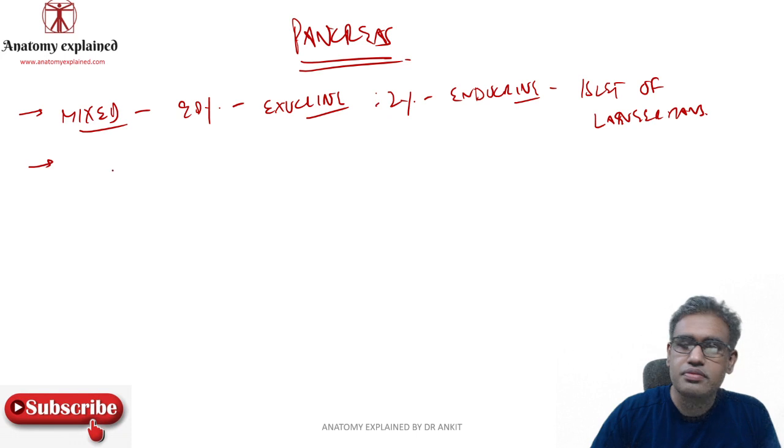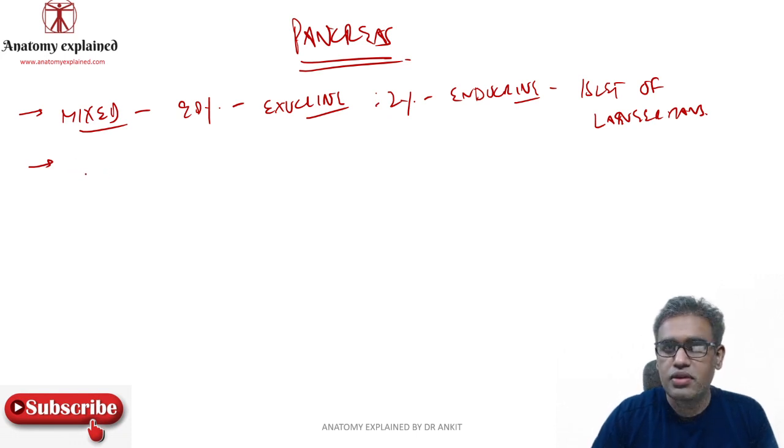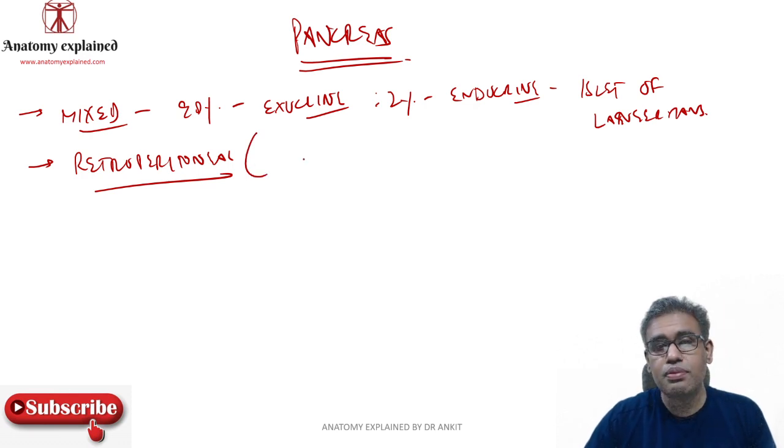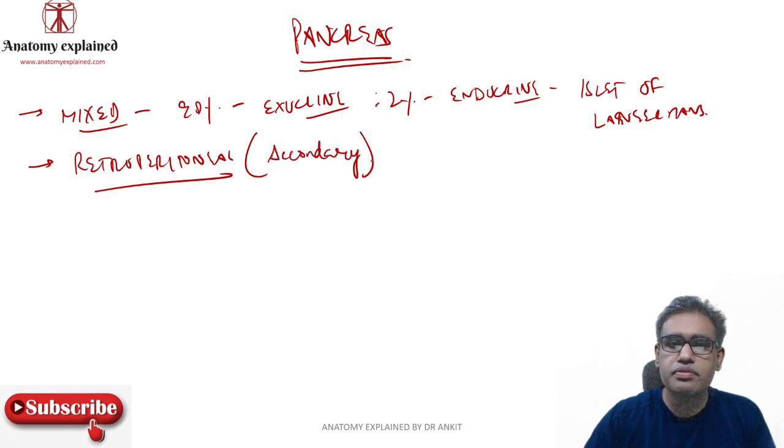Anatomically, it is located in the abdominal cavity, retroperitoneally. So it is a retroperitoneal organ, but it is not retroperitoneal from the very beginning. During the process of development it shifts back to the posterior side, so it becomes secondary retroperitoneal.